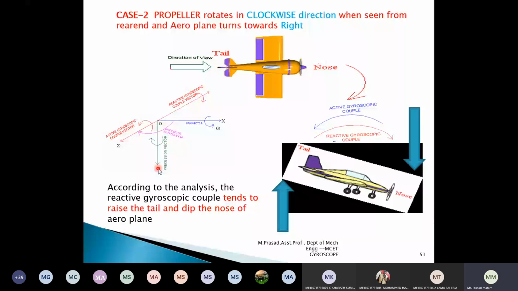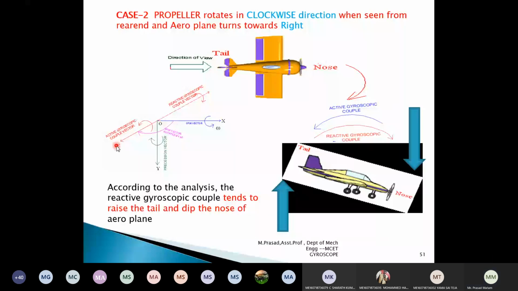Rotate, this is the x-axis and this is the y-axis. Rotate the spin vector by 90 degrees. Here I am showing, rotate the spin vector by 90 degrees. So this line shows your active couple. So the active couple is moving towards the minus z-axis, negative z-axis.